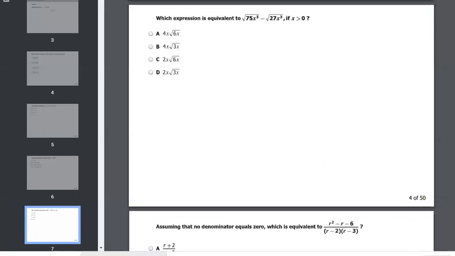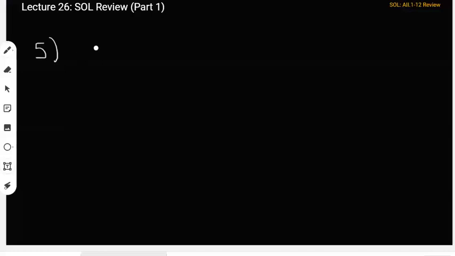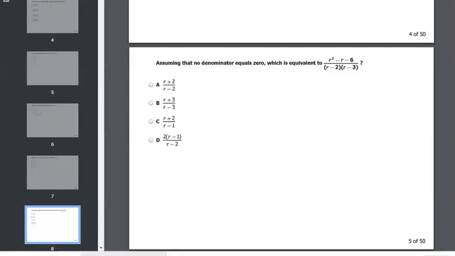Let's try number 5. Number 5 says, assuming that no denominator equals 0, which is equivalent to the fraction r squared minus r minus 6 over the quantity r minus 2 times the quantity r minus 3. So let's write that down first. r squared minus r minus 6. And we're going to be dividing by r minus 2, r minus 3.